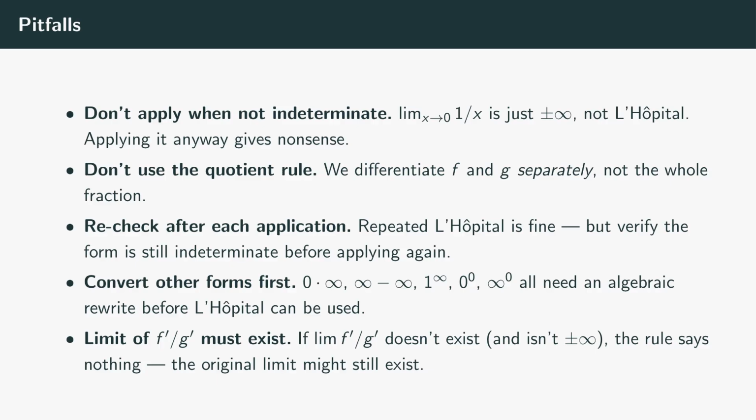Fifth, and most technical, the rule requires the limit of f prime over g prime to exist. If that limit doesn't exist, for instance, if it oscillates, L'Hôpital's rule fails to apply. That doesn't mean the original limit doesn't exist, it just means L'Hôpital can't tell you about it. You need another method.